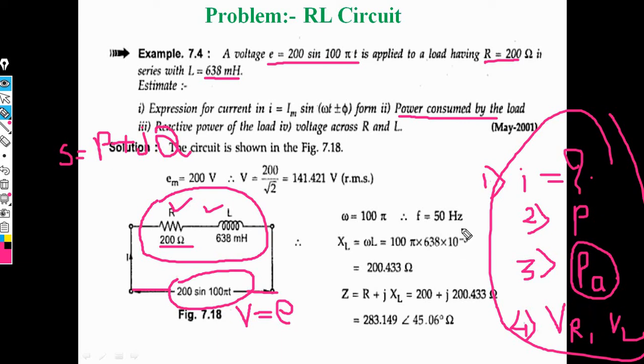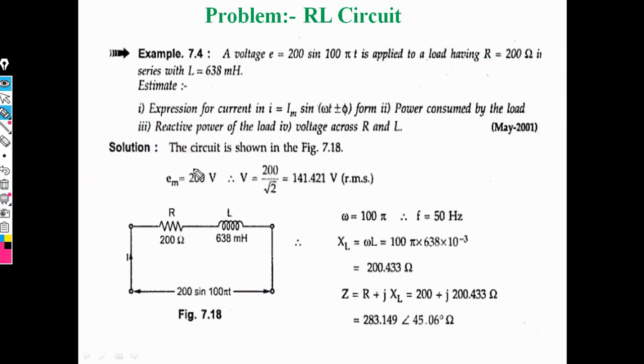Okay, now this is the problem statement. We have to explain the step by step procedure to solve a problem based on an RL circuit. This is the given data. Now we have to explain the procedure. Here the maximum voltage, that is Em, is given. Consider E for voltage.